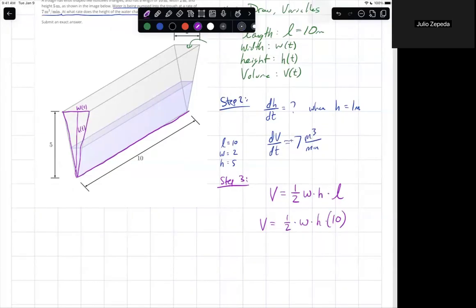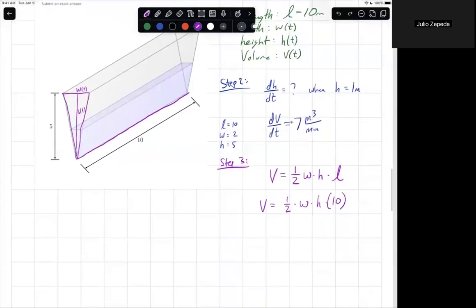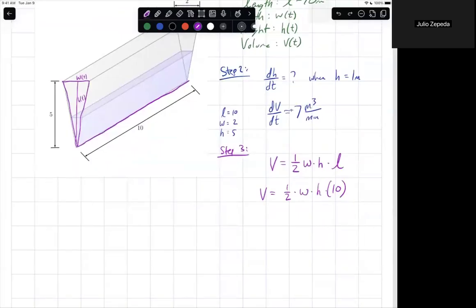So we can just plug in the length right now. It is 10, and this is in meters. So let's just keep that in mind. I don't want to stick too many units in here. And now we have V as a function of both W and H. But as we saw in the previous problem, we might be able to come up with some sort of relationship between W and H that will help us solve this problem a little bit more simply.